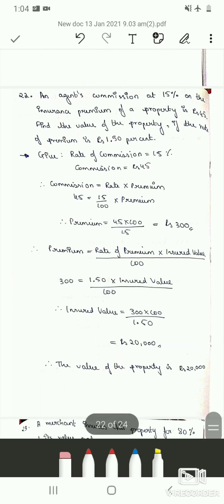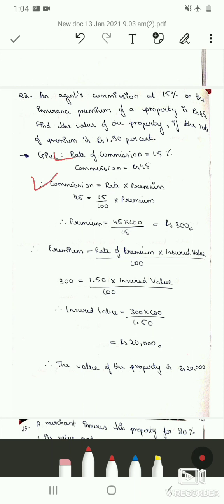So the 22nd question is, an agent's commission at 15% on the insurance premium of a property is rupees 45. Find the value of the property if the rate of premium is rupees 1.50%. In this question they have given the rate of commission as 15% and commission is rupees 45. Commission is nothing but rate into premium. So 45 is 15 by 100 into premium. Therefore premium is 45 into 100 by 15, which is rupees 300.